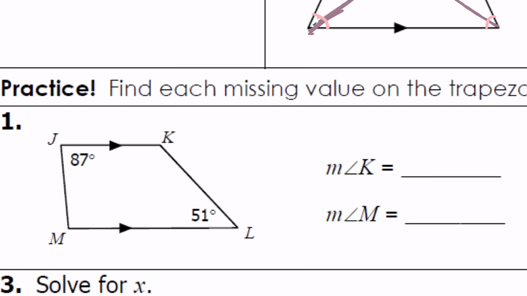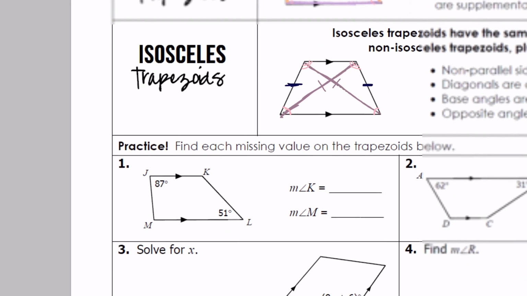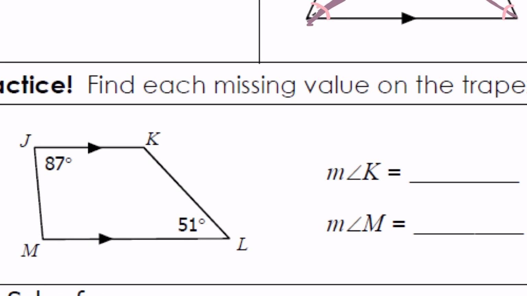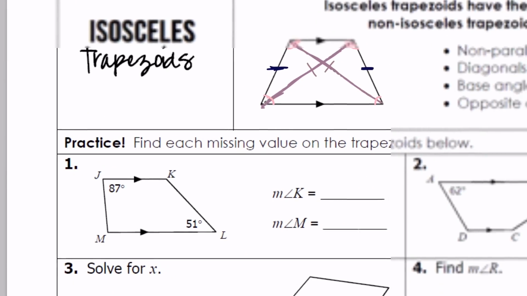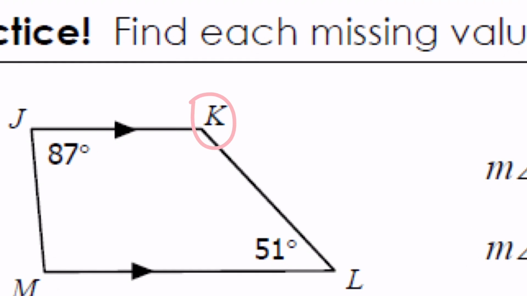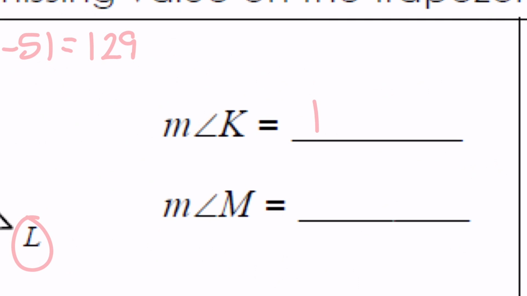So, let's look at number 1. This is a non-isosceles trapezoid, and we know it's a trapezoid because I have two opposite sides that are parallel. Looking at the picture, we're pretty positive it's a non-isosceles trapezoid. However, if we're not given that these two sides are congruent, then we can't know for sure. So I want to find the measure of angle K. In a trapezoid, consecutive angles between parallel lines are supplementary. So angle K and angle L are supplementary. I can take 180 minus 51, and that's going to give me 129. So the measure of angle K is 129 degrees.